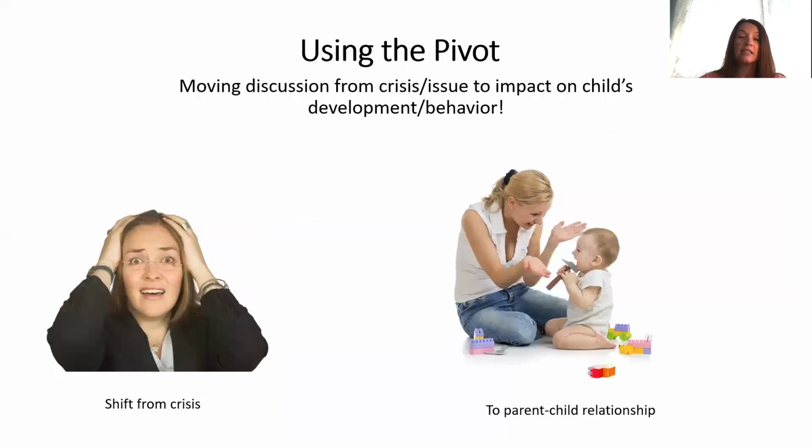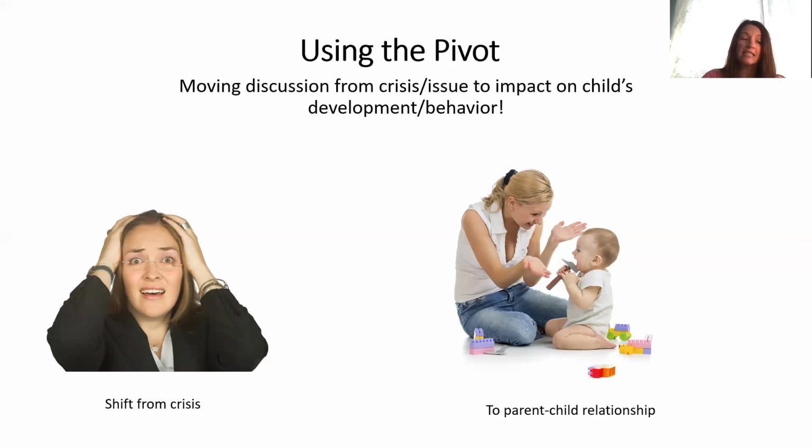The next and last strategy is using the pivot. Using the pivot simply means moving the discussion from crisis or an issue to the impact on the child's development or behavior. This can be done when the home visitor demonstrates that even in the most difficult times, parents can always find joy with their children. It's also important to remember that you return back to what's happening with the child's development or the child's behavior, even in that time of crisis.